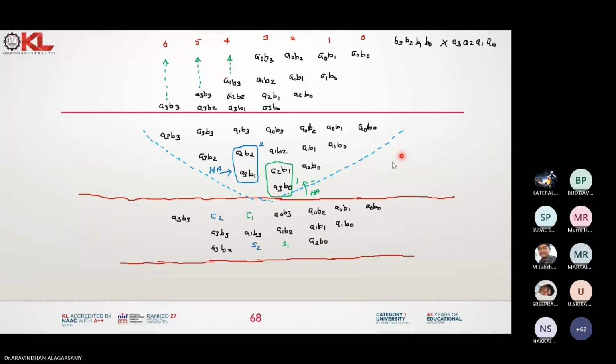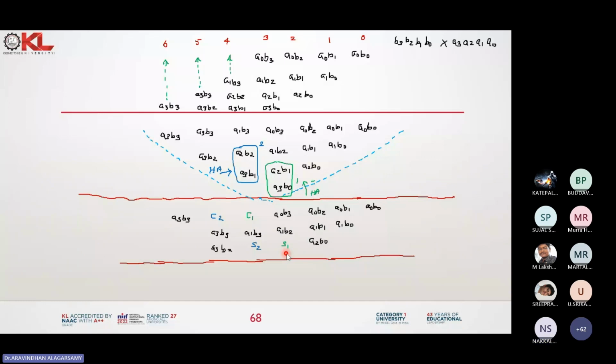Now see there. Let me write as it is A0 B0. Let me write as it is A0 B1, A1 B0. Let me write as it is A0 B2, A1 B1, A2 B0. Let me write A0 B3, A1 B2. What is the output of this half adder one? Sum one. Yes or no? Are you agree?